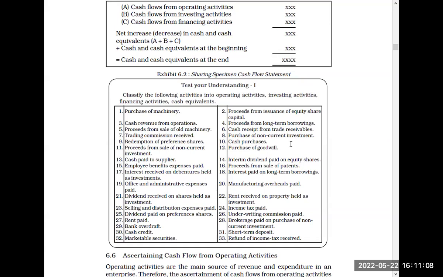One second, madam. No, in this question, you have to say it is not included in any of the three. It is excluded. You are right. But don't keep in mind, it is excluded in preparation of cash flow statement. There you have to consider. Next.